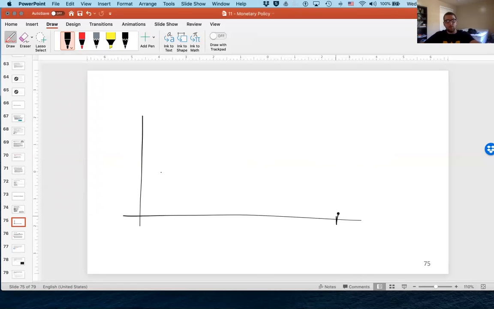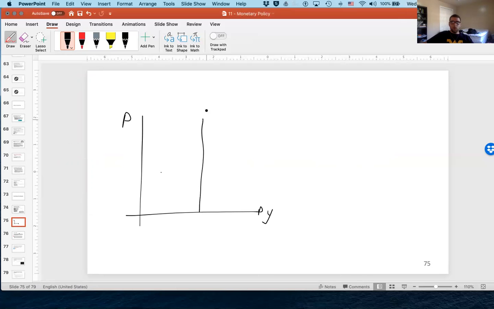All right. So this would be Y, and this would be the price level. So we're in the long run, right? If this is the long-run aggregate supply, then we also have an aggregate demand. And this would be the price level.